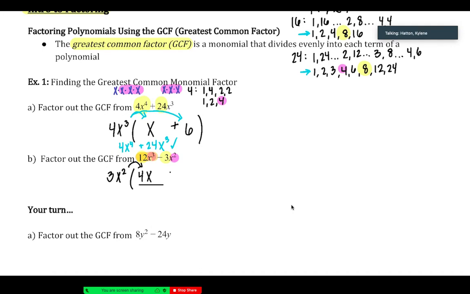And then for the second blank, I have to think 3x squared times what? Oops, I didn't mean to put the plus there, but 3x squared times what is going to make it back into this negative 3x squared. Well, it's basically the same, but I'm going from 3x squared to a negative 3x squared, so I have to put a negative 1 there, or minus 1, because 3x squared times negative 1 is going to get me back to negative 3x squared.